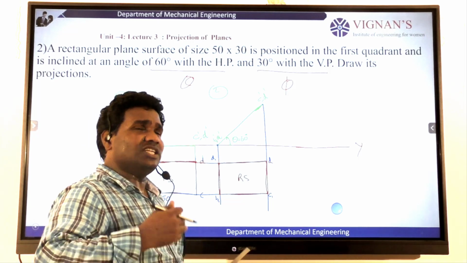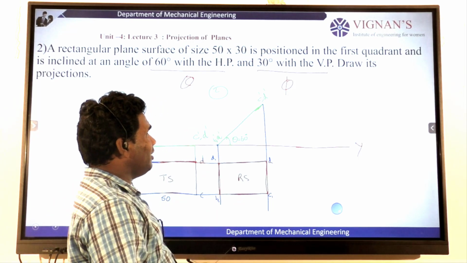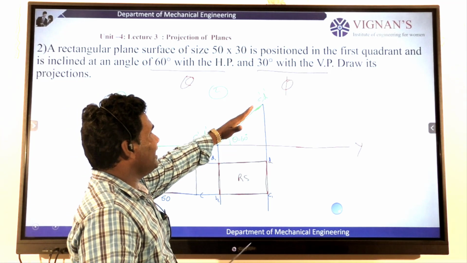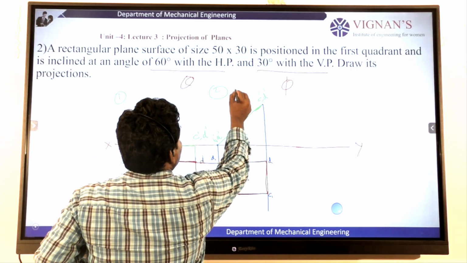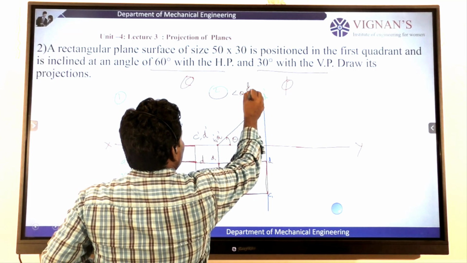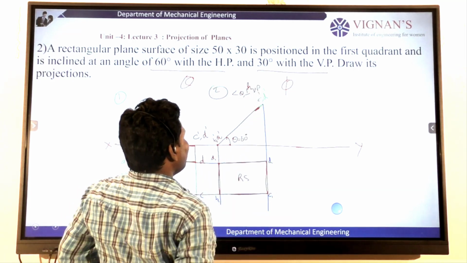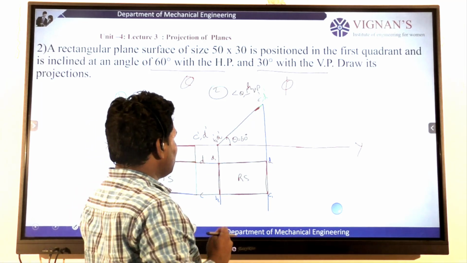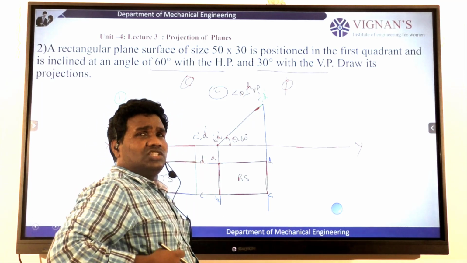Next, the second step. What did we assume? We assumed the plane is inclined to HP and perpendicular to VP. Okay? Inclined to HP, perpendicular to VP. What is the third step?